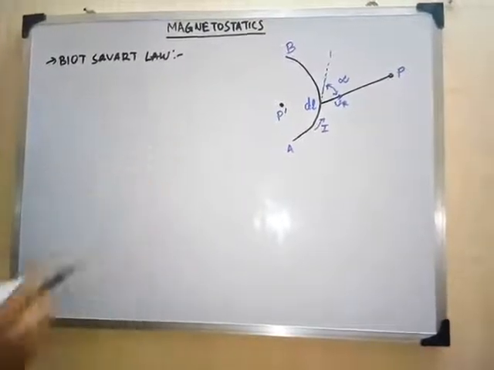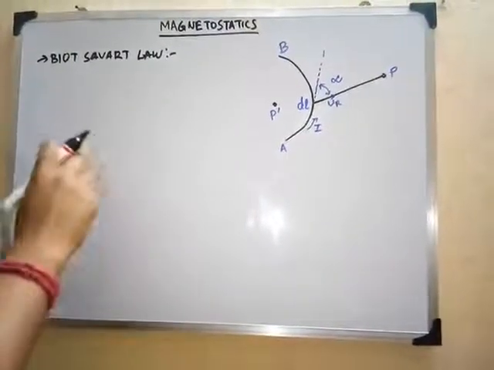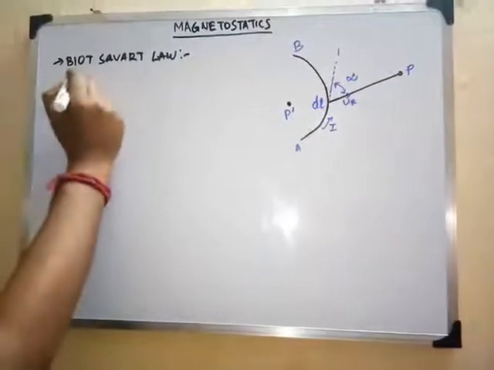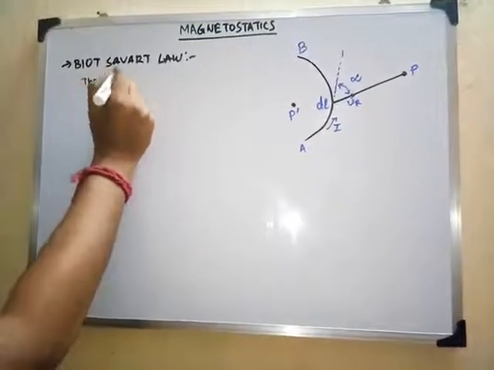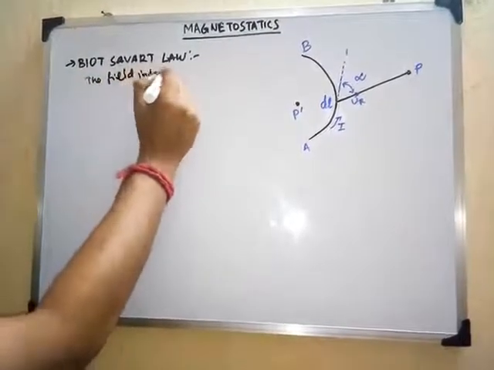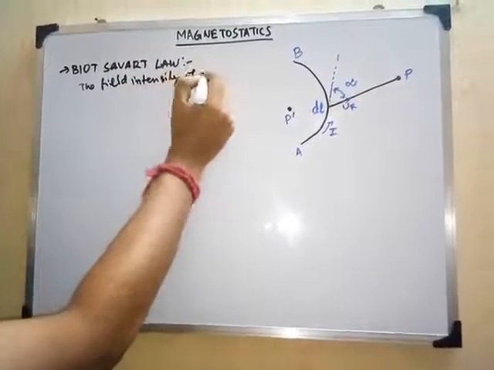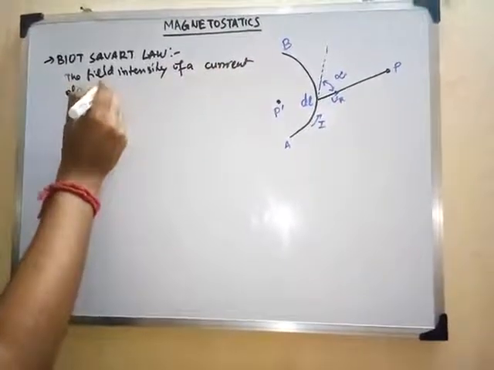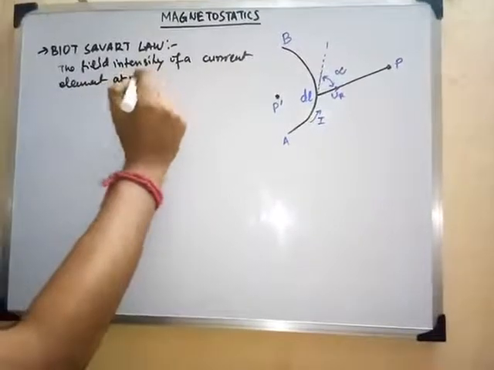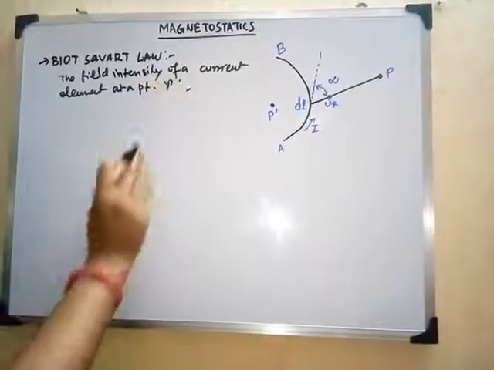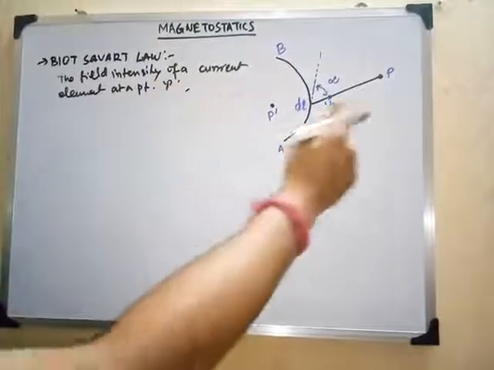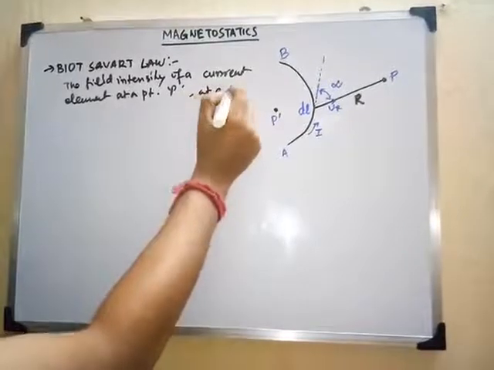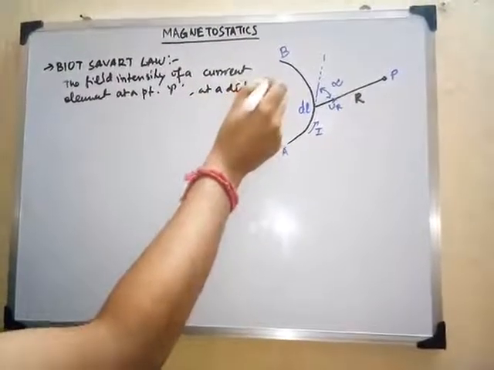So first, Biot-Savart law is what? We will calculate the field intensity of a current element at the point P, right? So let us write it. The field intensity of a current element at a point P, which is, of course, at a distance of R. So we consider this distance as R.